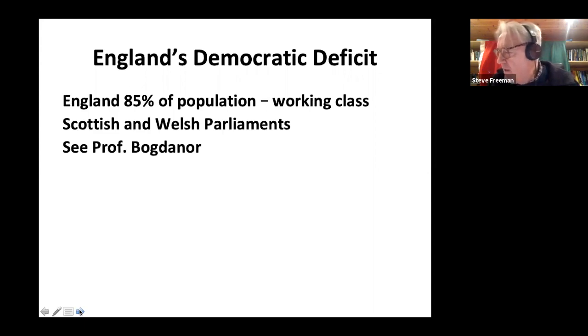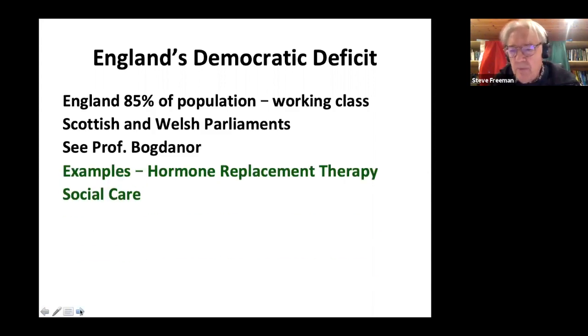Now, of course, these Scottish and Welsh parliaments have made a difference. I previously gave you this example of hormone replacement therapy. Whereas hormone replacement therapy is free in Northern Ireland, Scotland and Wales, because those parliaments, which are more in connection with people, have made these things free, in England you have to pay for it.